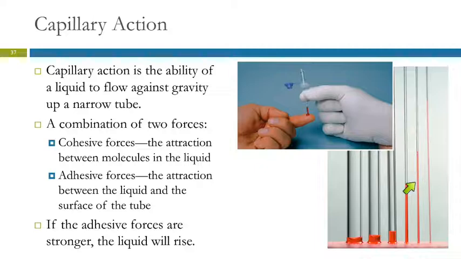So with a narrower tube, the liquid will rise higher. Here's the narrowest one. It's a little hard to see. It's all the way up there. But even with a larger diameter, it will go up a little bit. So if you take a straw from your soda and you pick it up, there's usually a little bit of liquid that stays in there, right? That's the capillary action.